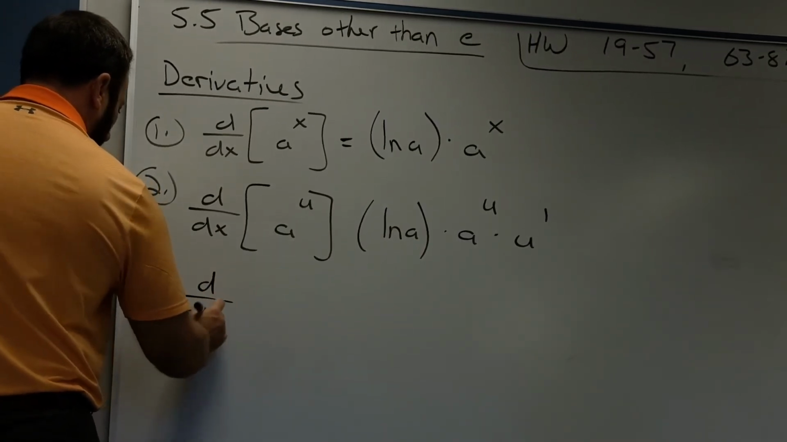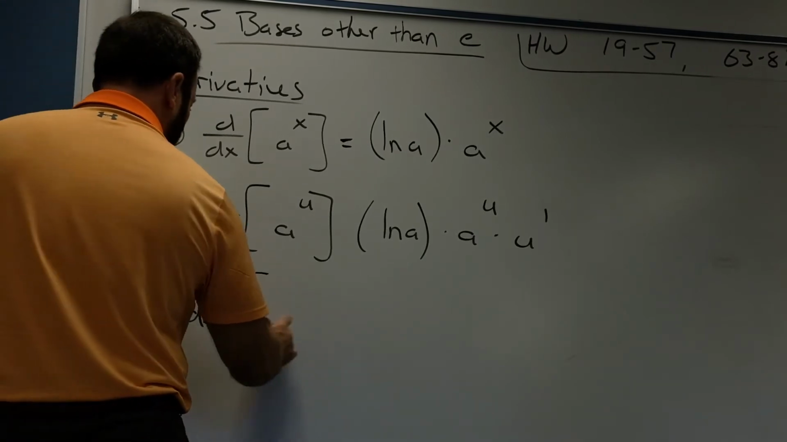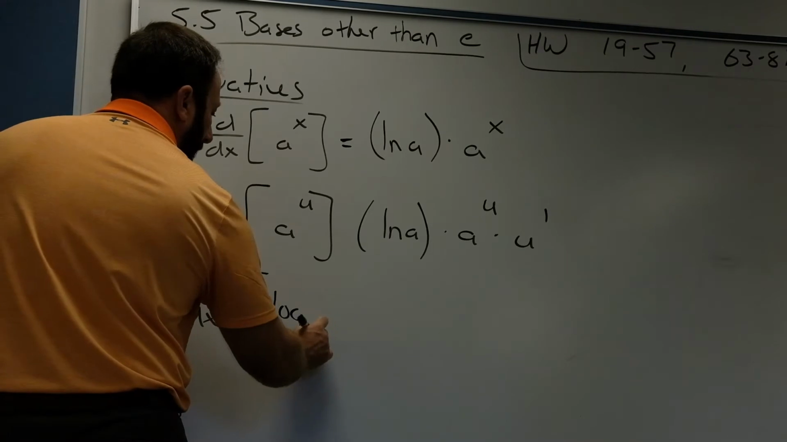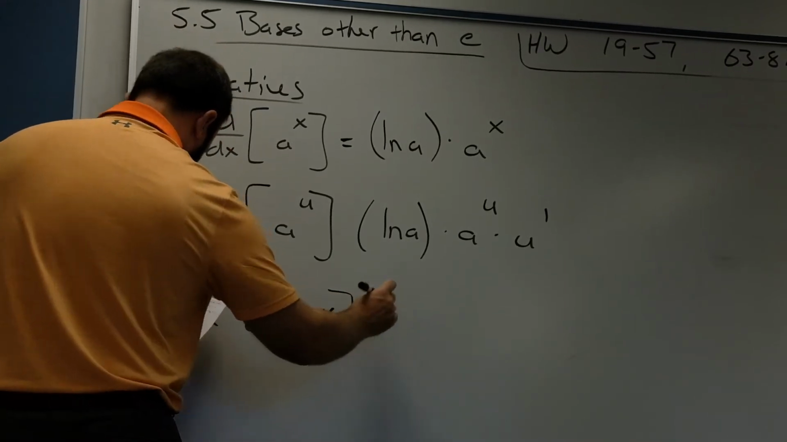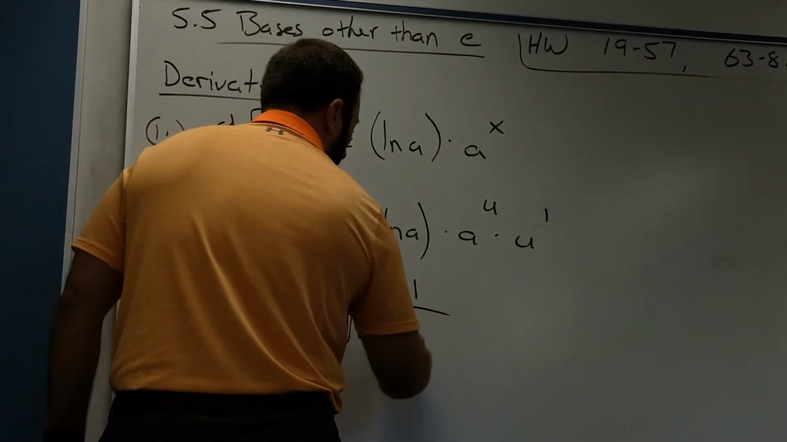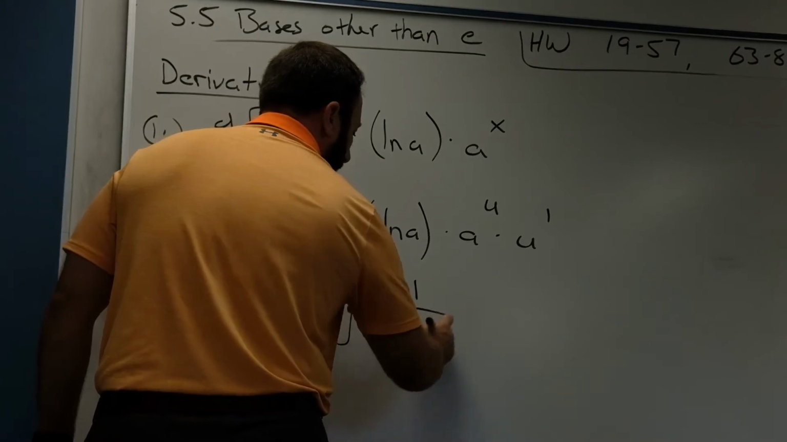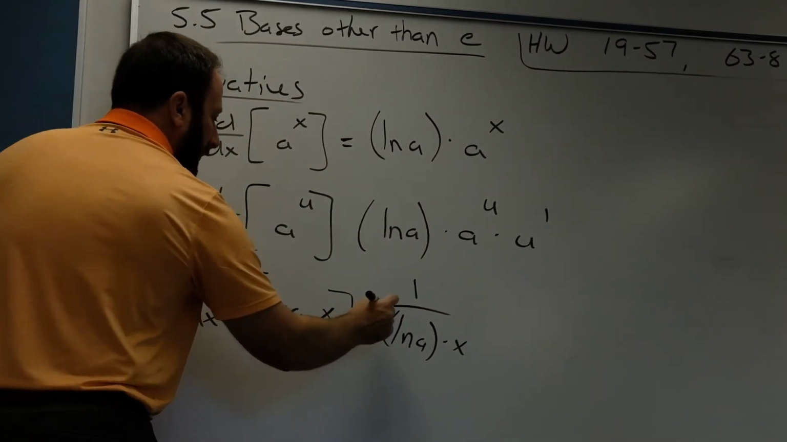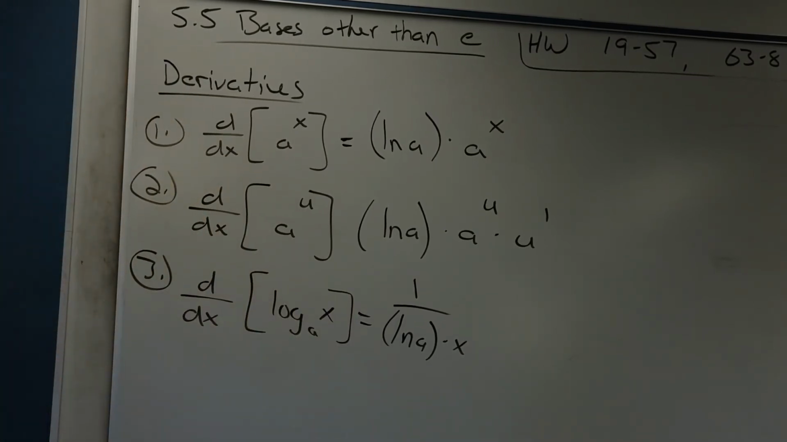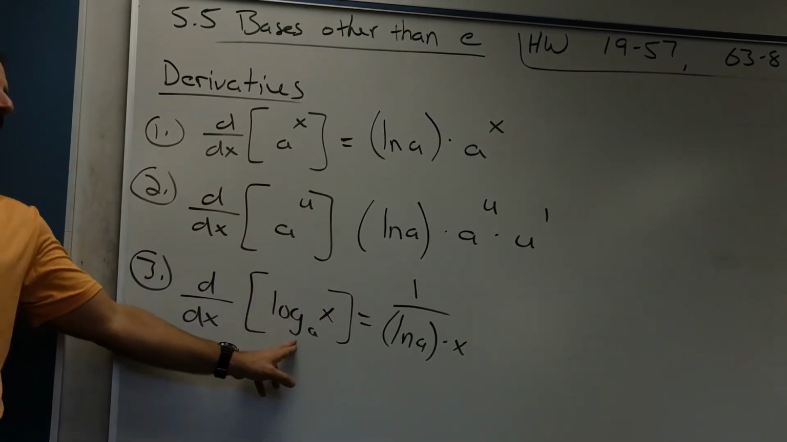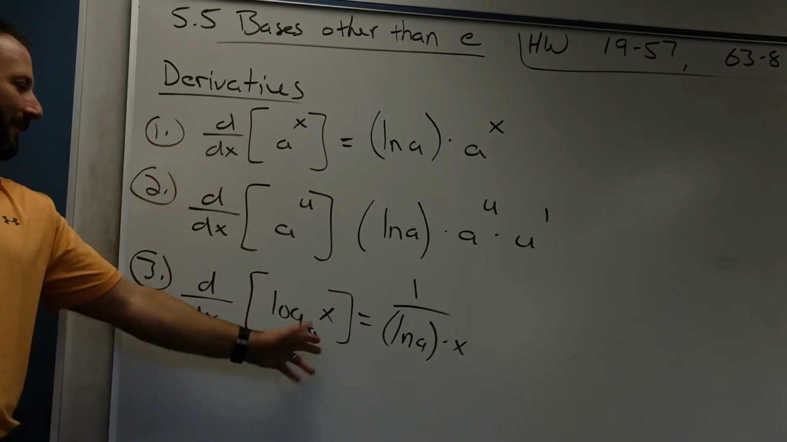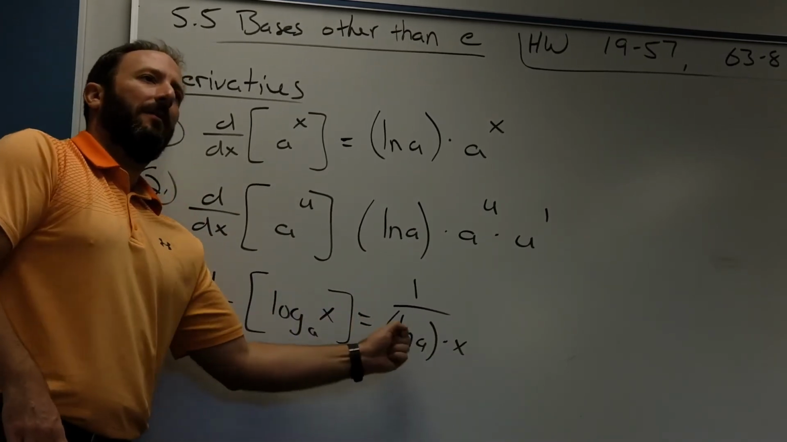We have the derivative with respect to x of, so instead of ln of x, maybe we have log base a of x. Well, this is equal to 1 over ln of a times x. So again, we know the derivative of ln of x is 1 over x. And now when it's base a, you have to have an ln of a factor on the bottom.